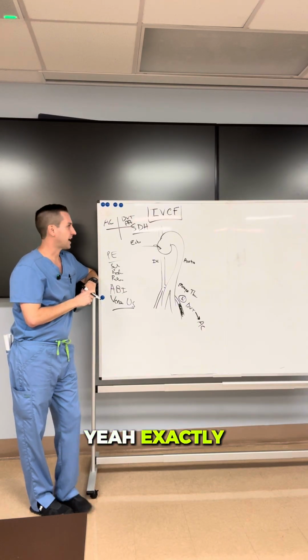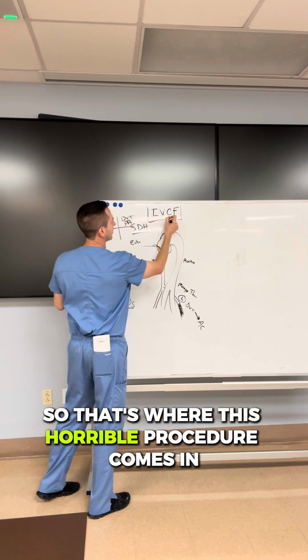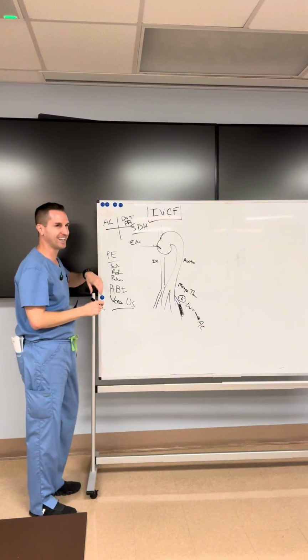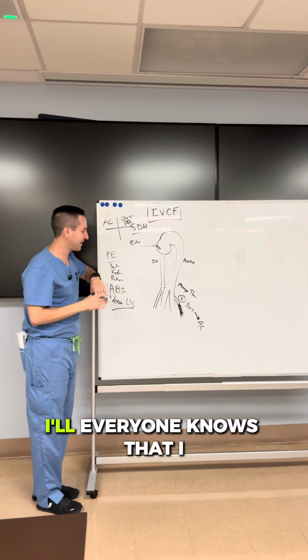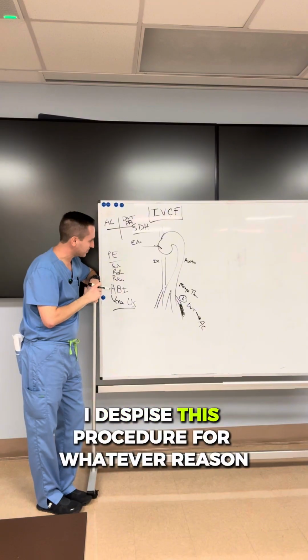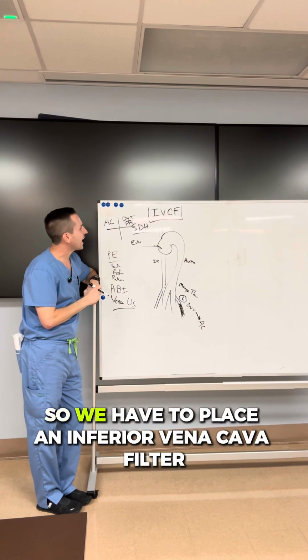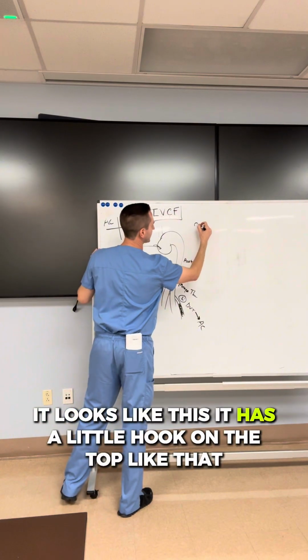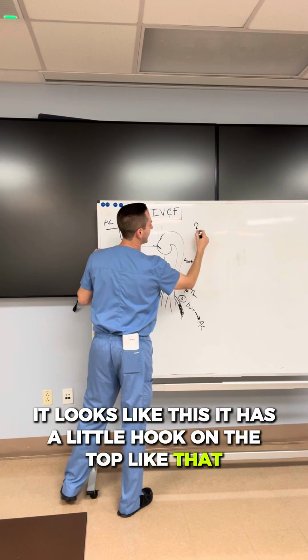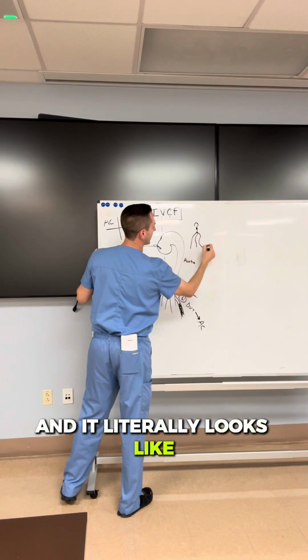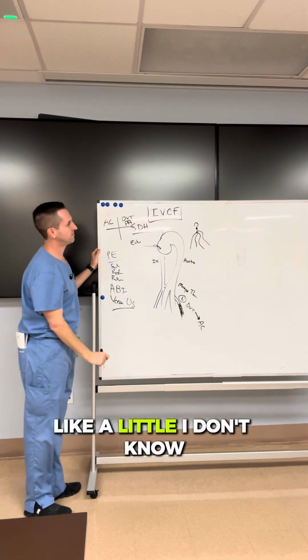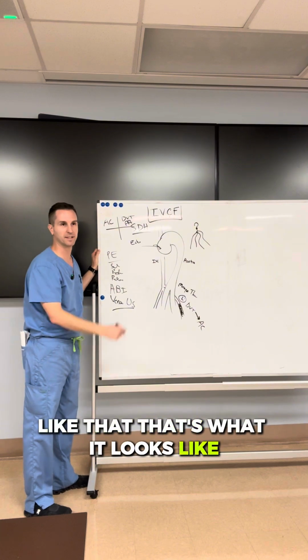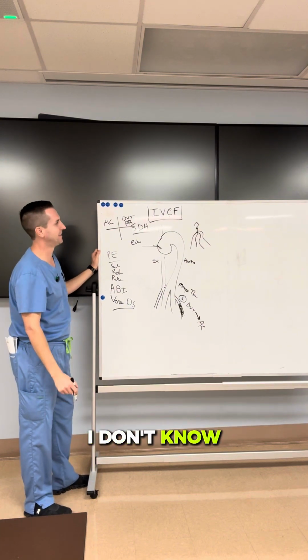Yeah, exactly. So that's where this horrible procedure comes in. Not my favorite procedure. Everyone knows that. I despise this procedure for whatever reason. So we have to place an inferior vena cava filter. What that is, literally, it looks like this. It has a little hook on the top, like that, and it literally looks like a little, I don't know, like that. That's what it looks like.